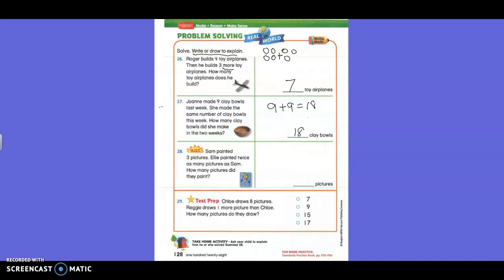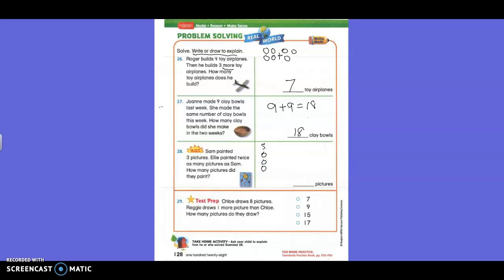Let's see what it says. Sam painted 3 pictures. Ellie painted twice as many pictures as Sam. How many pictures did they paint? Okay, let's draw a picture on this one because it's just 3, right? So let's draw our circles. So Sam, I'm just going to write an S for Sam. He painted 3 pictures. So I'm going to do 3 circles. Okay?